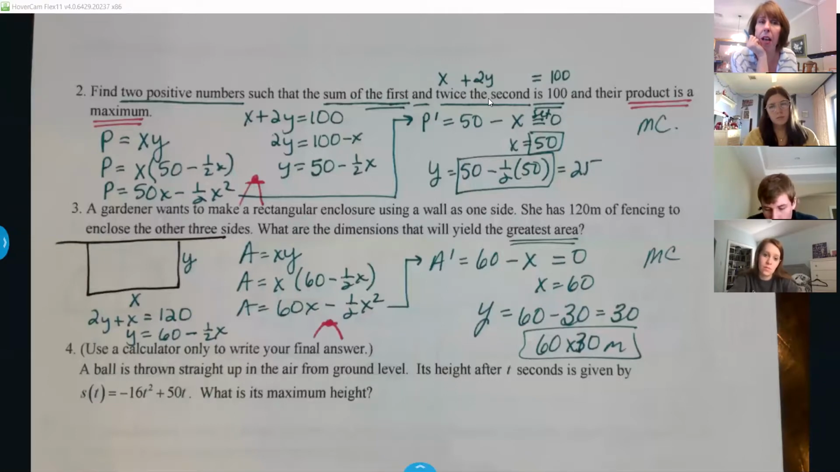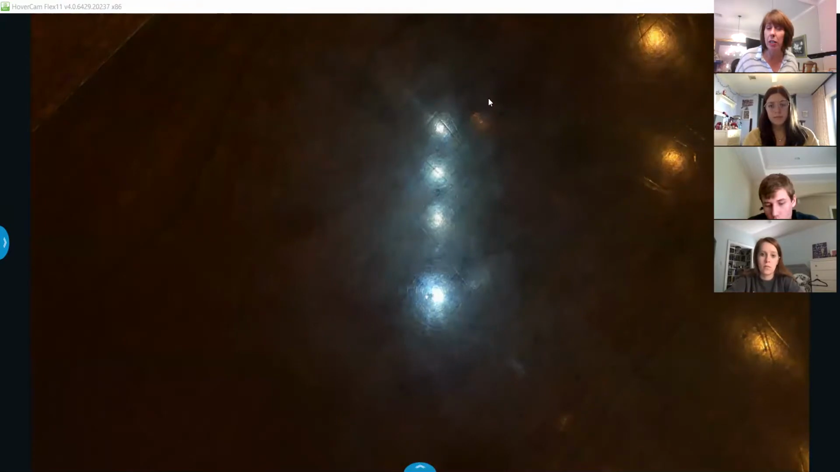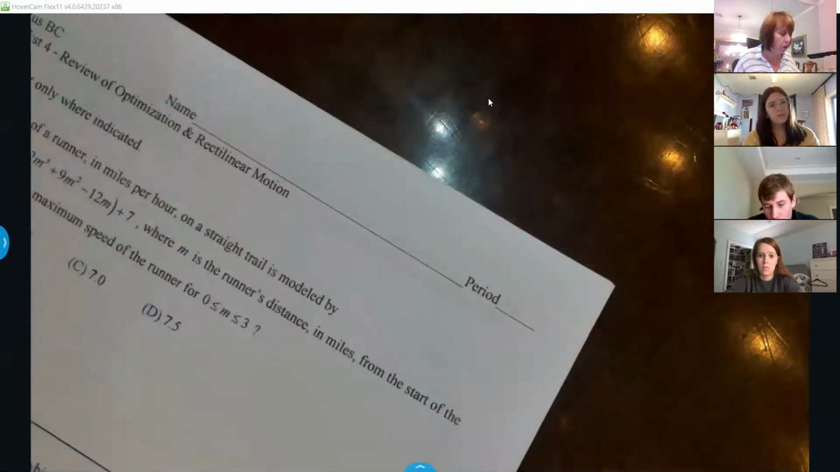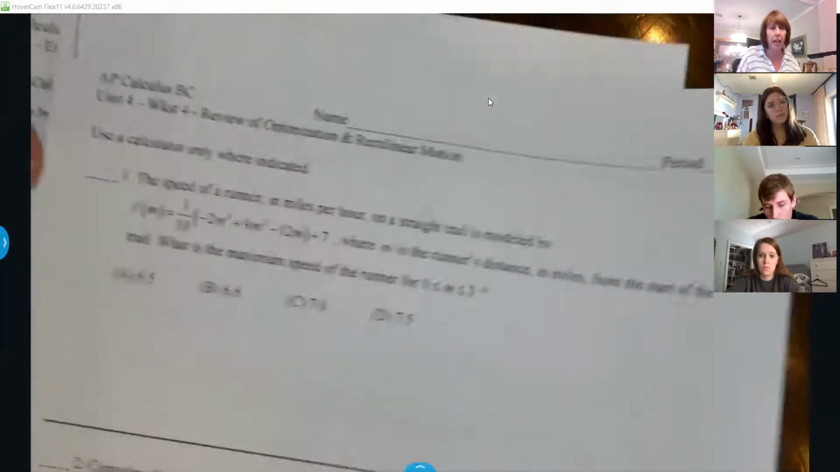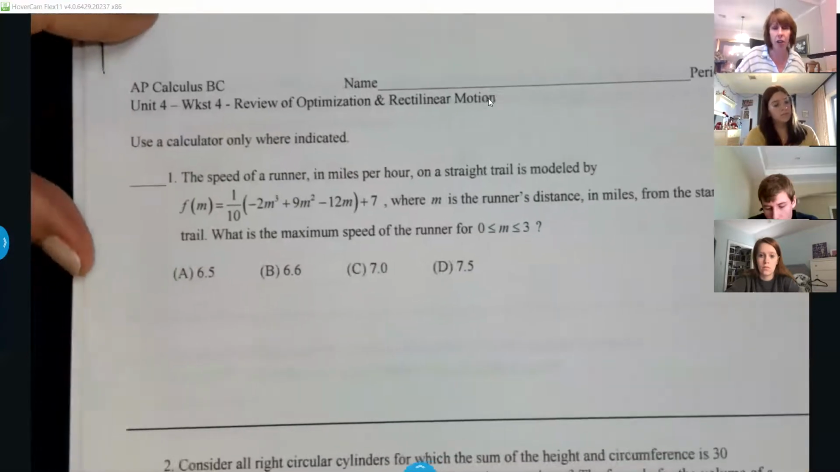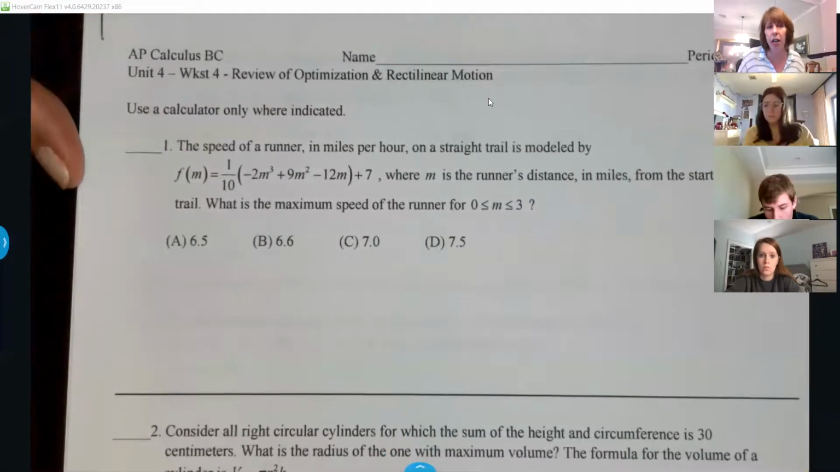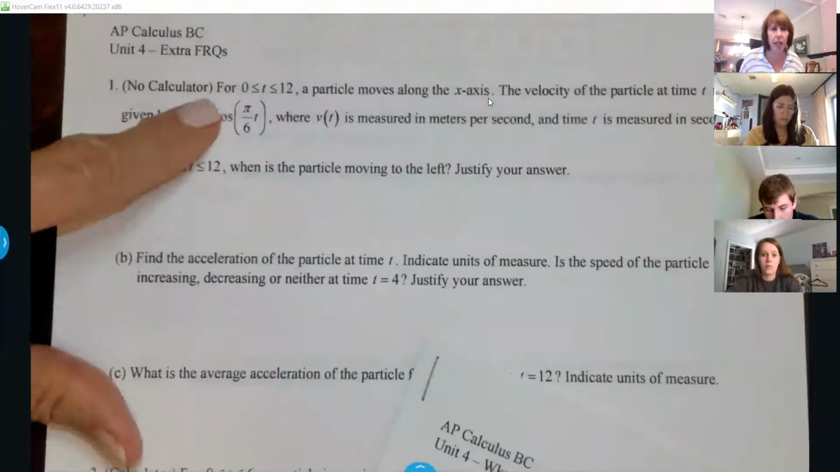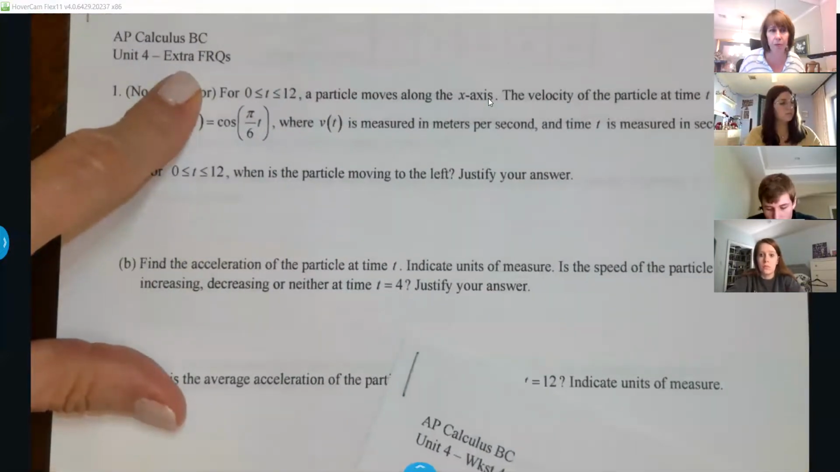All right. Anything else on optimization before we go to motion? Anything else? All right. So I'm really not sure what to do here. I don't know if you'd like to go to worksheet 4. I can do worksheet 4, or I can do that extra thing. I made up a little extra FRQs worksheet. You're not going to have to turn it in, but if you want extra practice with FRQs, I did a little extra this morning.